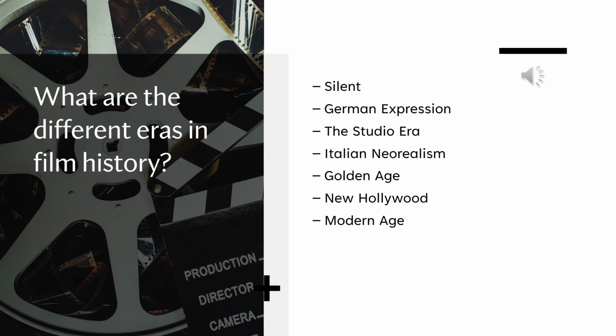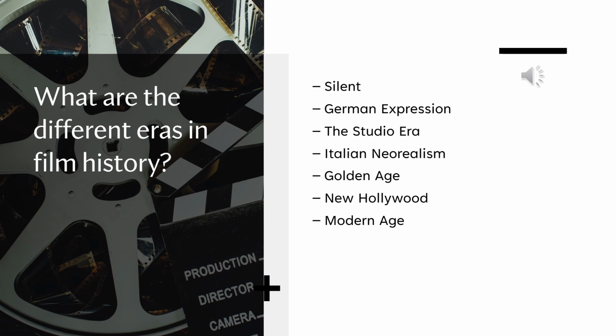So what are the different eras in film history? The first one we have is the silent era. The top-grossing silent film was The Birth of a Nation in 1915. But in 1907, there was the first screen adaptation of Ben-Hur. Then we have the German Expressionism era in the 1920s.